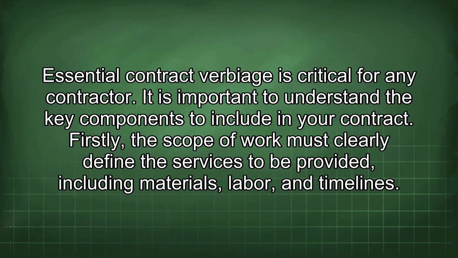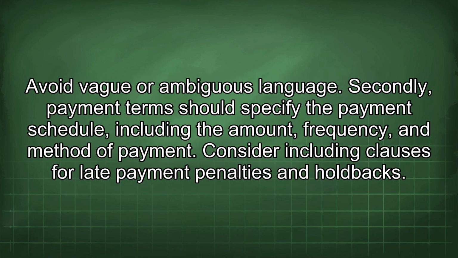Essential contract verbiage is critical for any contractor. It is important to understand the key components to include in your contract. Firstly, the scope of work must clearly define the services to be provided, including materials, labor, and timelines. Avoid vague or ambiguous language.